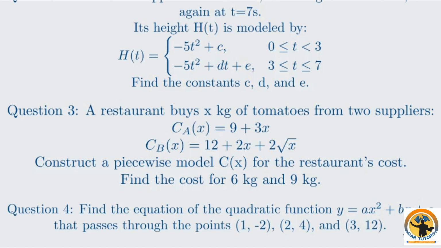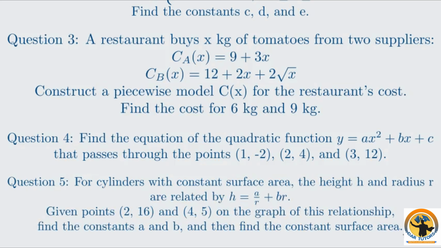points. This is a direct application of the systems of equations method we learned. Question 5 involves modeling the relationship between height and radius for cylinders with a constant surface area. You are given a graph with 2 data points and a general function. You need to find the constants in the function and then calculate the surface area.